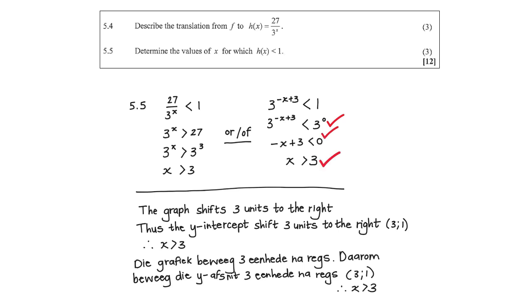For the last method, you get 1 mark for the word translation or describing the translation, 1 mark for the y-intercept that shifted 3 units to the right to the point 3, 1, and then 1 mark for the final answer.